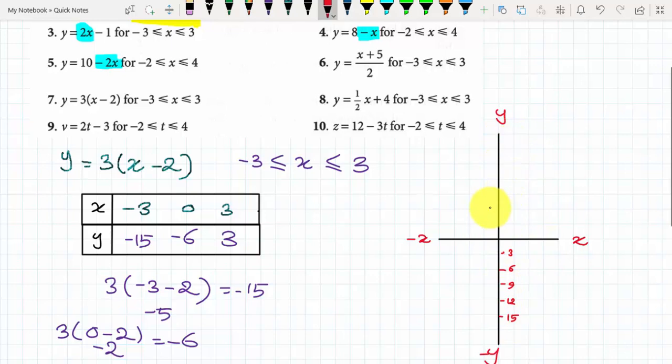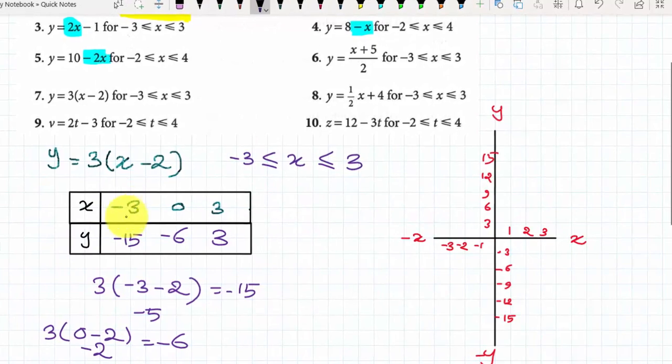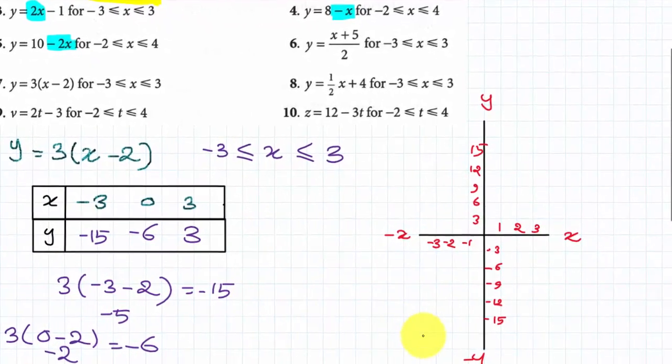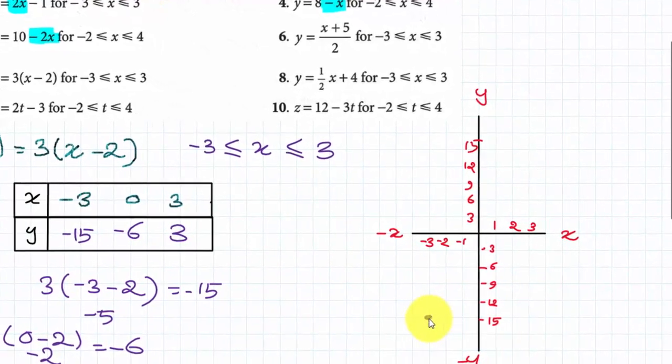Now, the other side of y-axis must go by 3 as well. So 3, 6, 9, 12, 15. And the x-axis, it's fine if you say the x-axis is going by 1. So 1, 2, 3. And on the other side, negative 1, negative 2, negative 3. Now let's plot. The first number is negative 3 in x. Here is negative 3, and negative 15 in y is right here. This is the first point.